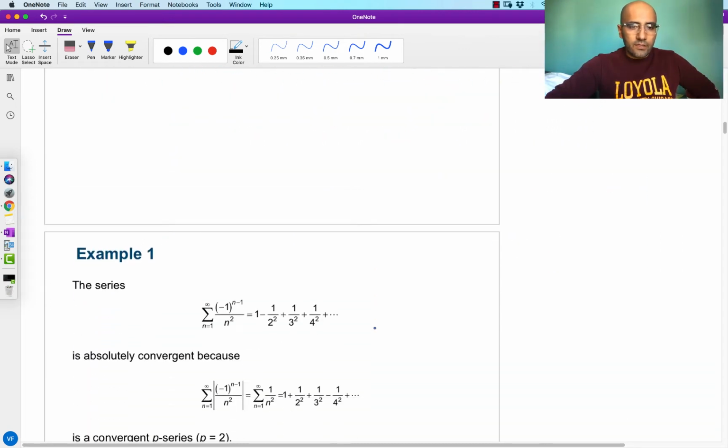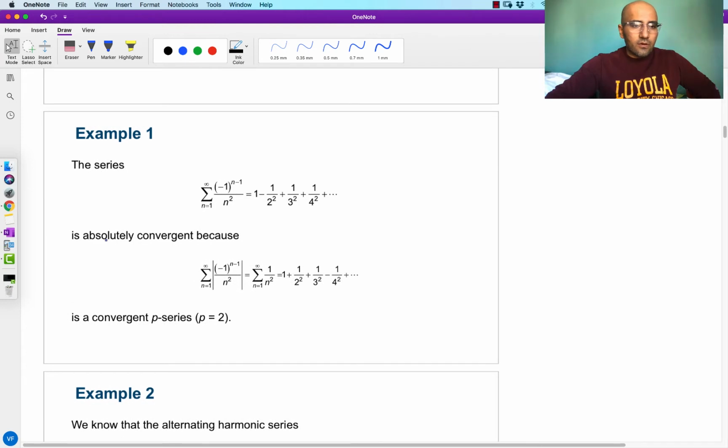Let's see what the author did. Okay, so it's absolutely convergent because when we take its absolute values, it equals this. Well, again, there's a little mistake here from the author. This should be a plus here and this is a minus. So plus minus, okay. Yes, so that's exactly what I got. Okay, so let's look at another example.